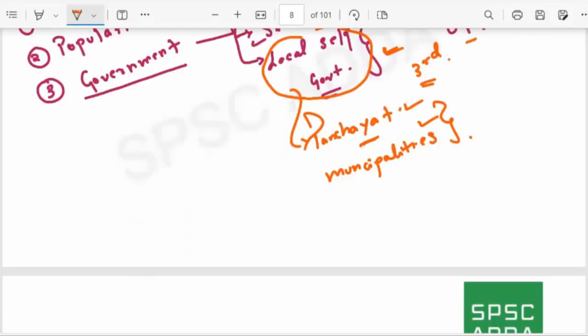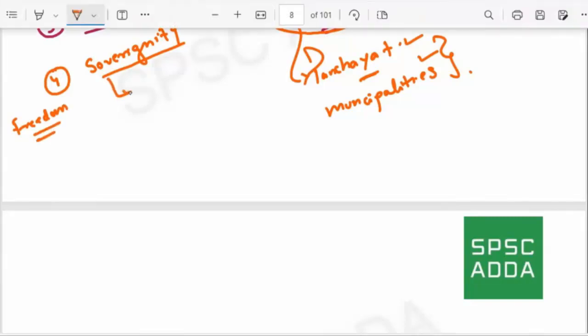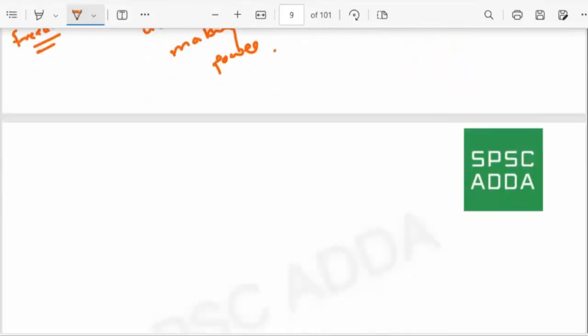Okay. Now the fourth element is a very interesting element. You need to understand about it. The fourth element is sovereignty. Sovereignty simply means, usually if I tell you that you are a sovereign person, that means you have certain freedom. Now in politics, what do you mean by sovereignty? It simply means supreme decision making power. The nation is absolutely free to make any decision.